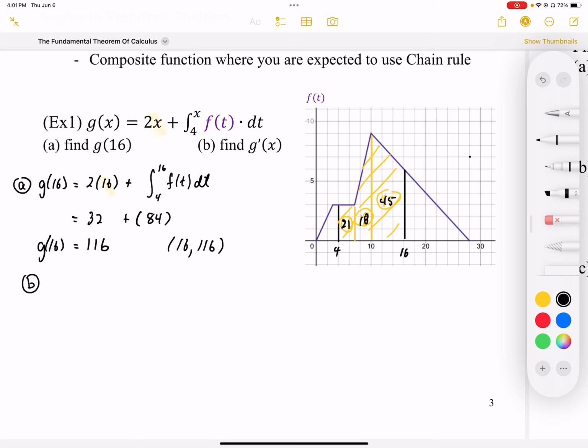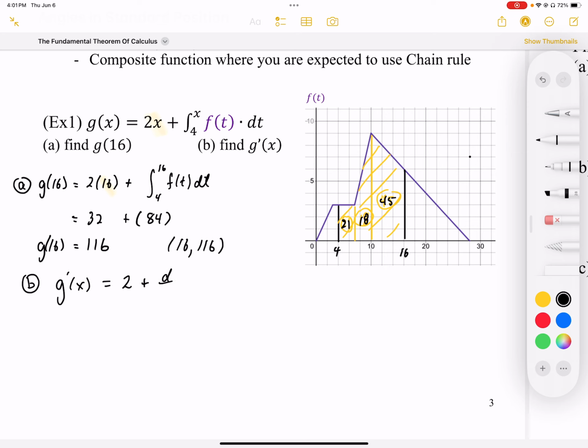Part B asks to find g prime. Okay, well, for g prime, I need to differentiate that g function. So I'm going to start with a 2x. The derivative of 2x is 2 plus.